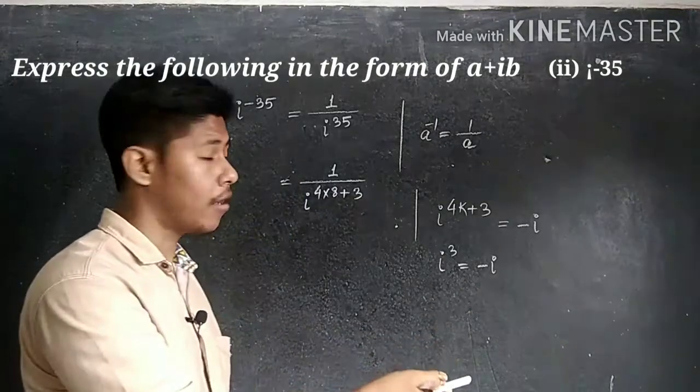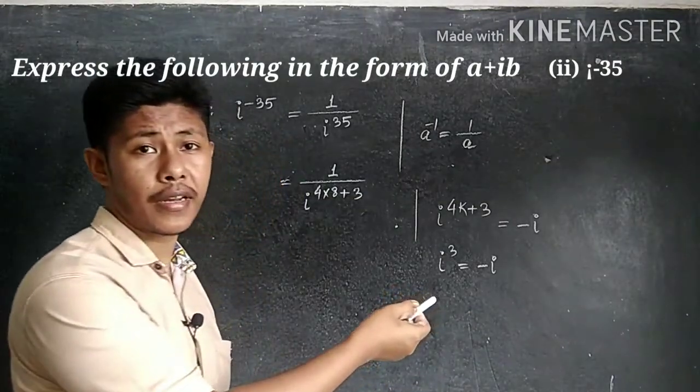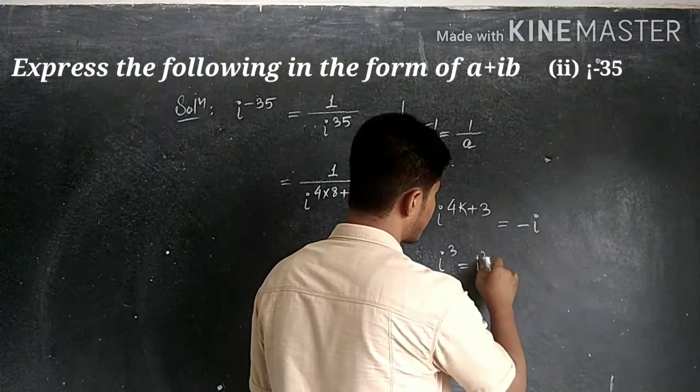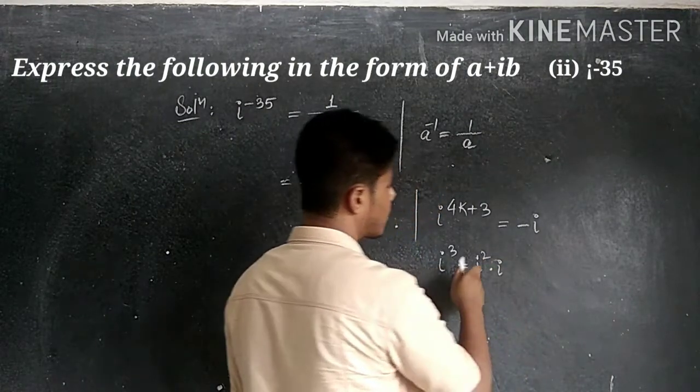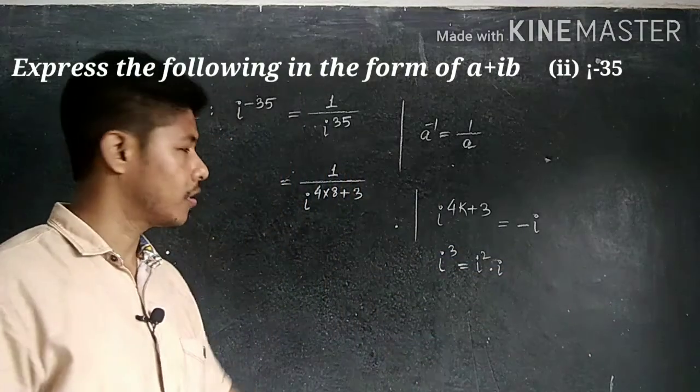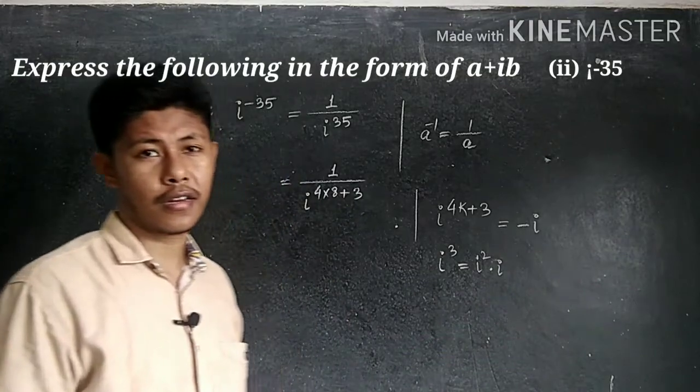Now let's see how very simple this is, i cube equal to minus i, isn't it? So i cube equal to minus i means what you have to write? i square into i. i square means what? Minus 1. So minus 1 multiplied by i gives minus i. So i cube equal to minus i. In this way we get.